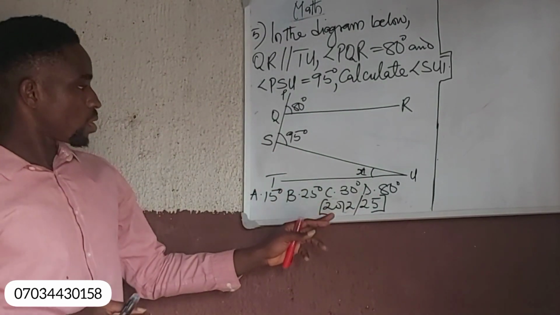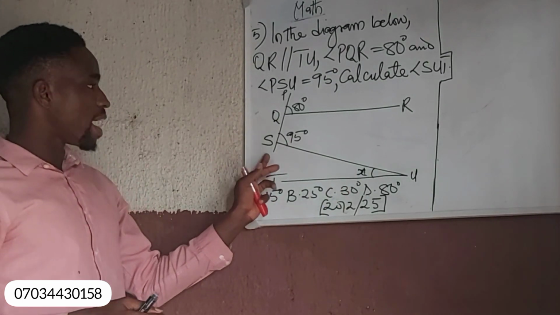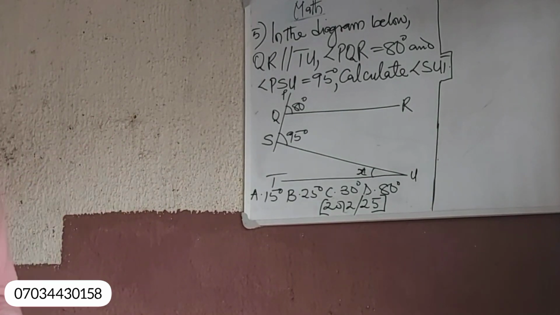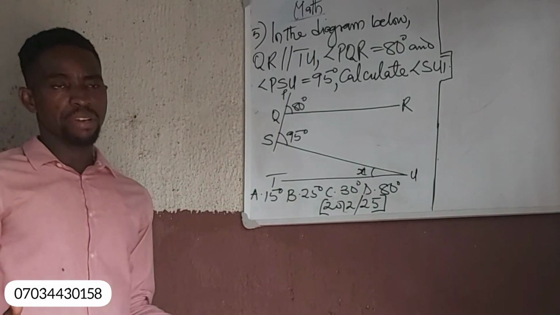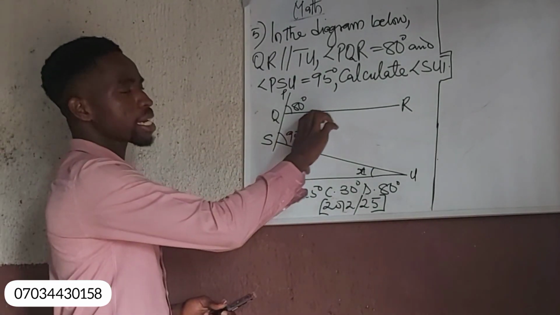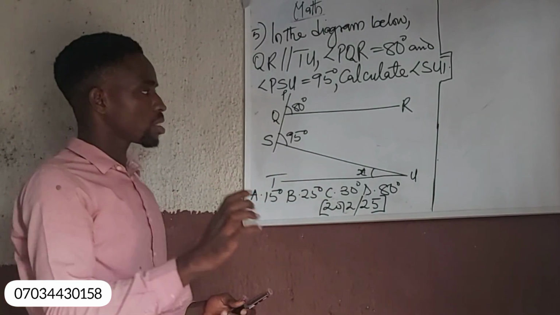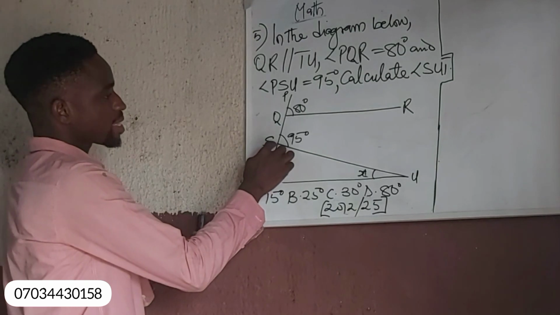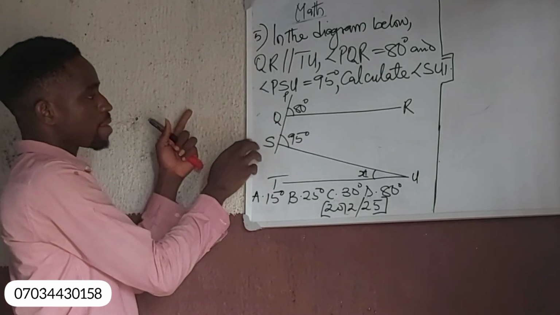Okay, so we are told to find angle SUT, which is this X. That's what we are looking for. So how do we do that? Again, we are faced with a situation where we have two parallel lines. There is no common transversal. Now we can decide to extend this line and extend this and make a transversal.